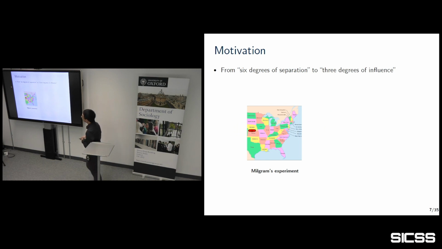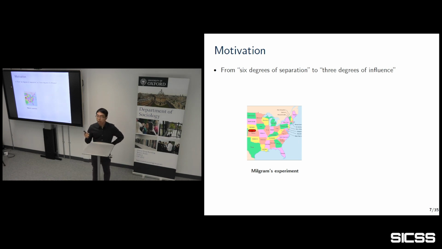The motivation here is basically we all know that nowadays we live in a connected society. Even people who are very, very far away are connected via a few hops of acquaintances. And this idea of the six degrees of separation was mostly first realized by Milgram's experiment in the 70s.